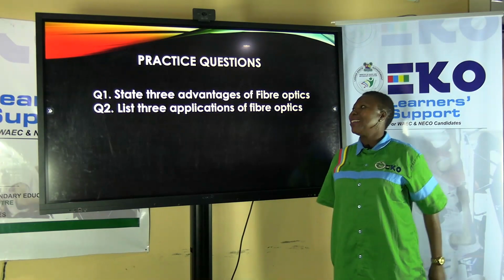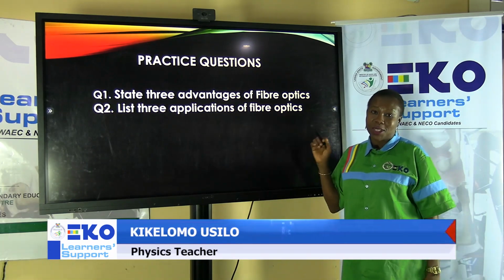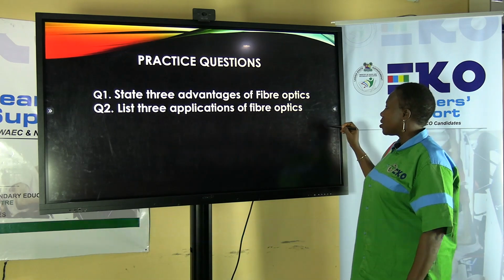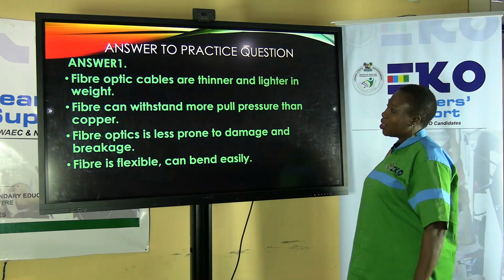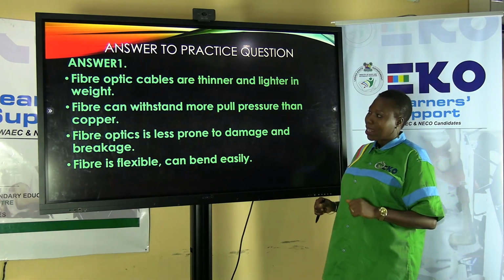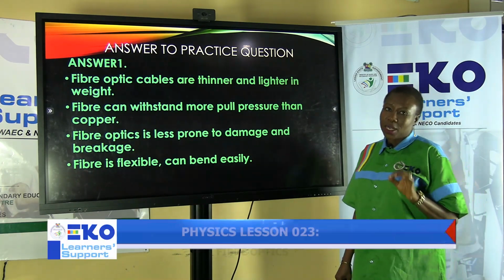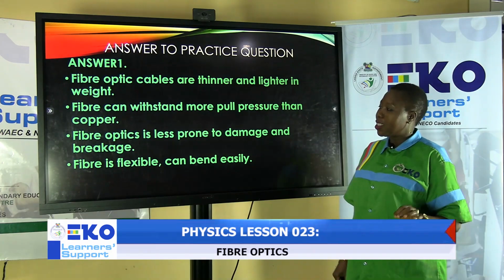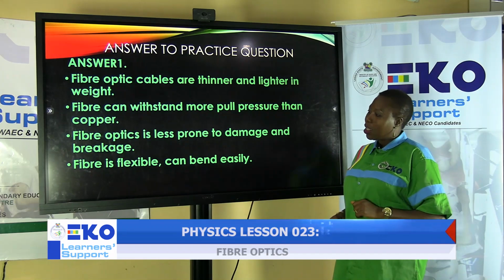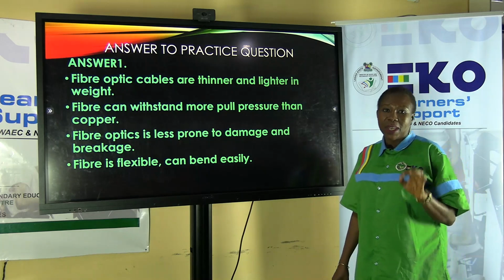You're welcome back. So I believe during the course of the lesson, you have the answers to these questions. Let's check it together. State 3 advantages of fiber optics. The first answer is fiber optic cables are thinner and lighter in weight. They can also withstand more pull pressure than copper. The third advantage is that fiber optics is less prone to damage and breakage. And finally, fiber is flexible and can bend easily.